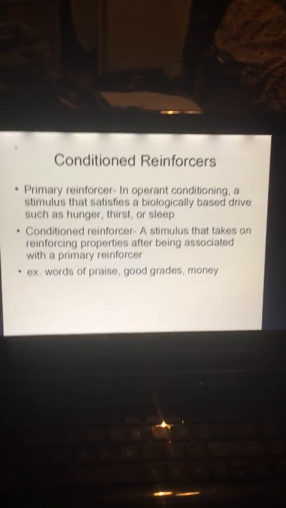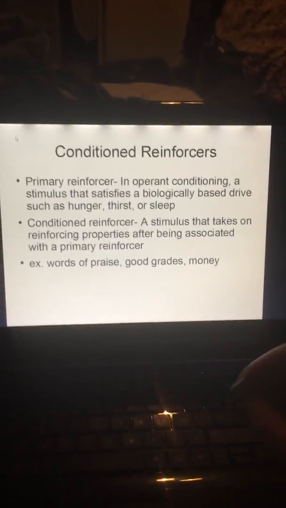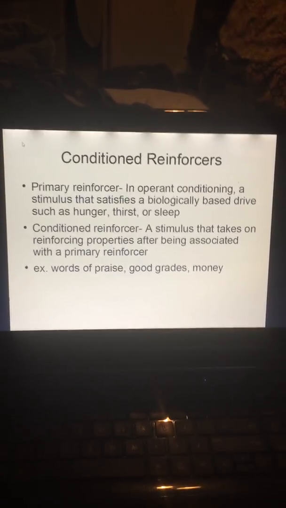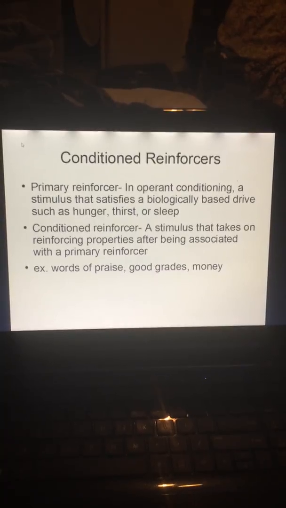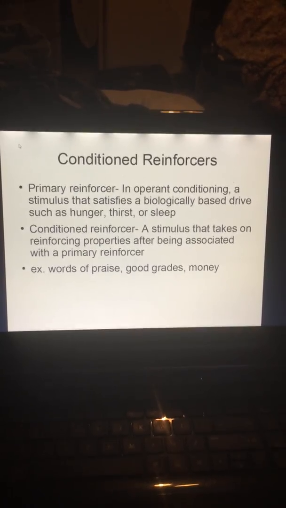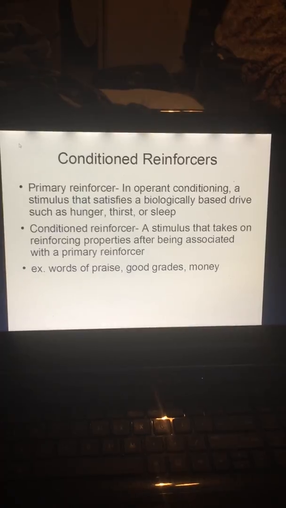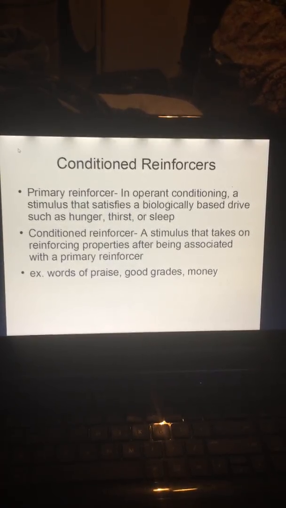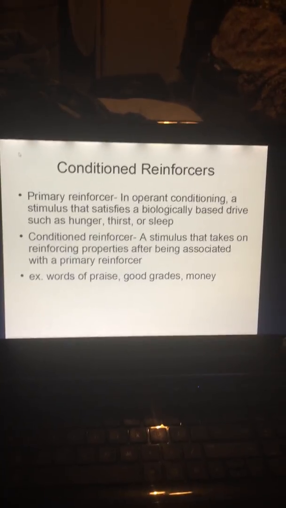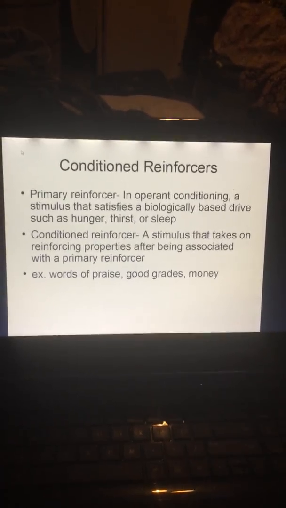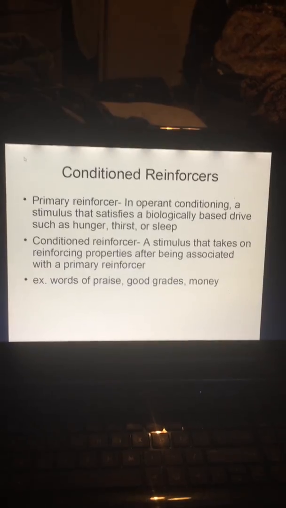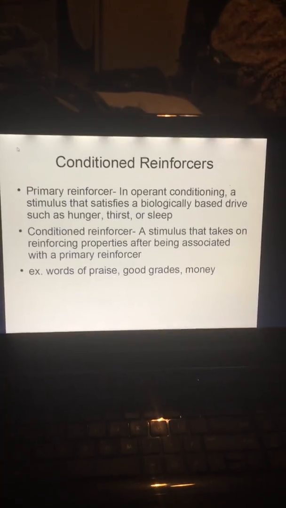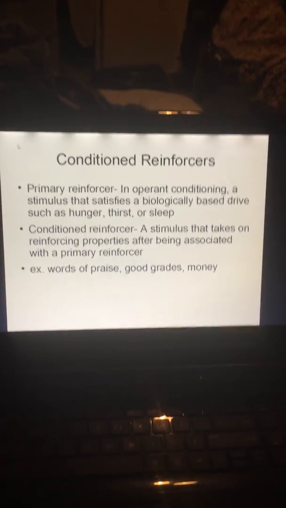Now, there are two types of reinforcers, primary and conditioned. Primary reinforcers are things that we need to survive: hunger, thirst, or sleep. If I want to avoid being sleep deprived, I'll get all my work done ahead of time. These are biologically based drives, things that we need to survive. If I do something really good and I get a Skittle, I'm like, oh my God, that feels so awesome. It's probably going to reinforce me in a stronger way.